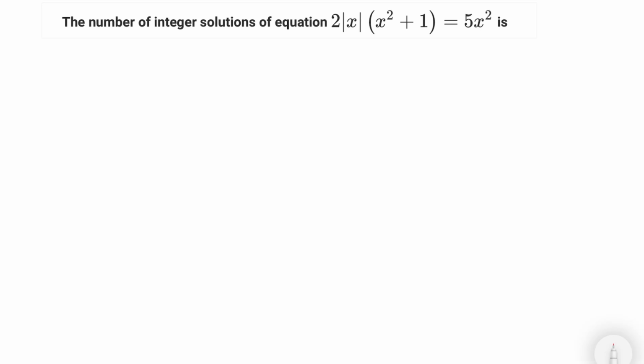I think it's a very doable question. The only problem is the mod. People are not very comfortable with dealing with the mod sign. So let's remove the mod sign first. I'll take two possibilities here.